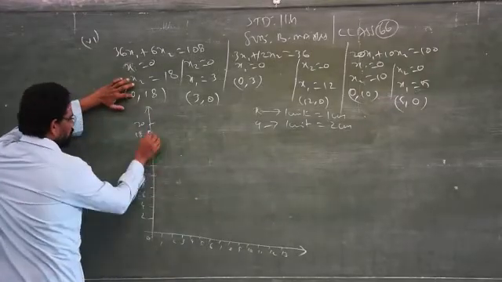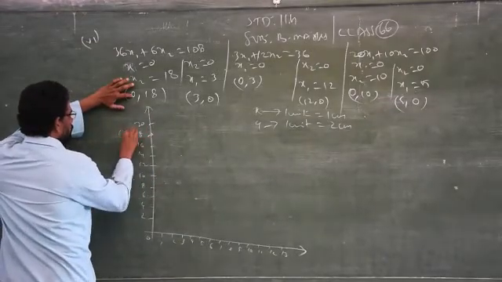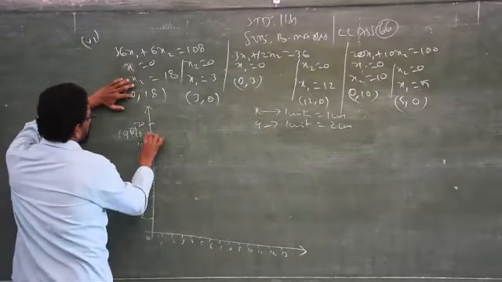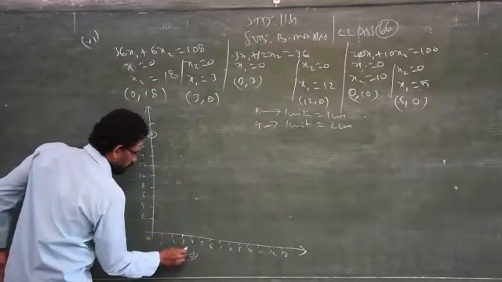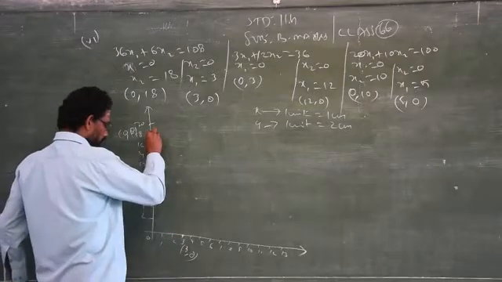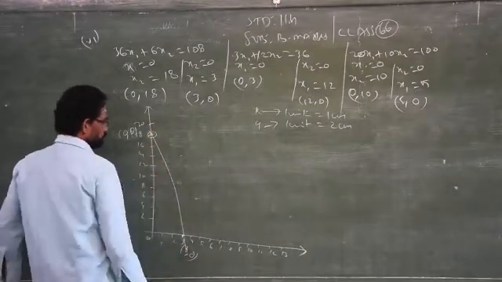Now you have to plot the point 0, 18. This is 0, 0, so 0, 18. Circle it. Then 3, 0. So 3, 0. Then you just have to connect them by using the scale.